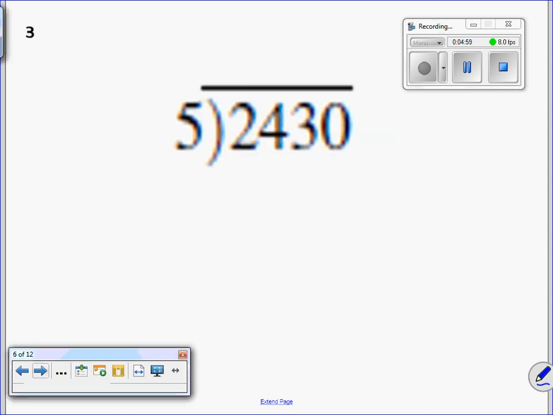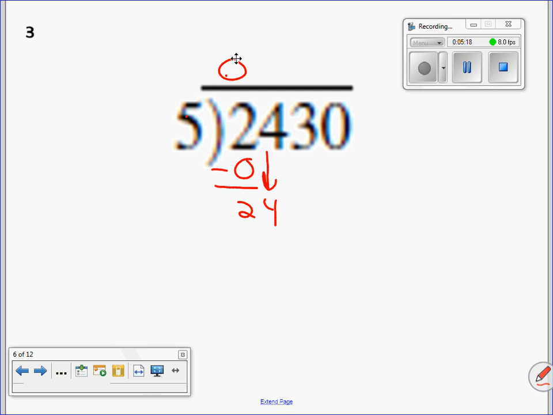This one's going to be easy. Everyone knows their facts of 5, so let's kind of cruise through here. This will be the last one I'm going to do today. Marker. Okay. How many times can 5 go into 2? 0 times. 5 times 0 is 0. Subtract. I have a 2. I'm going to bring down this 4.